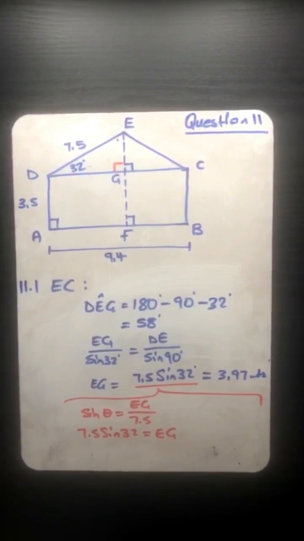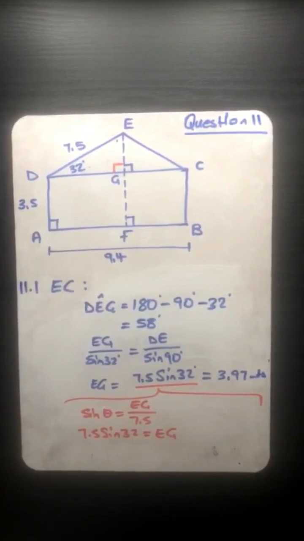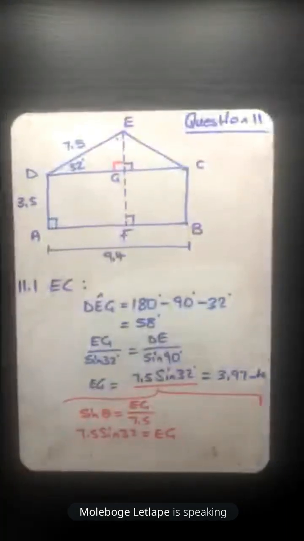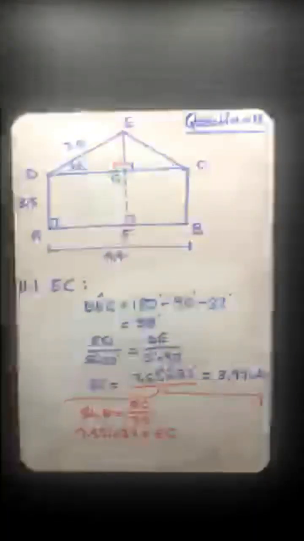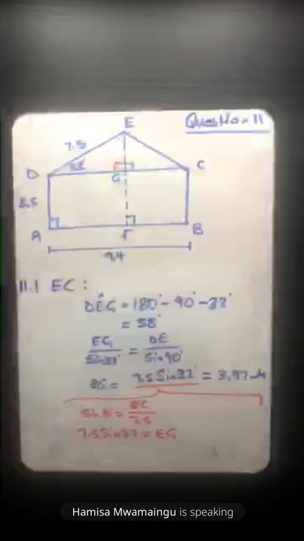Hamisa, are you still there? Yes, I'm here. Hamisa, what are you saying there? I'm not sure if the way I did it is correct.